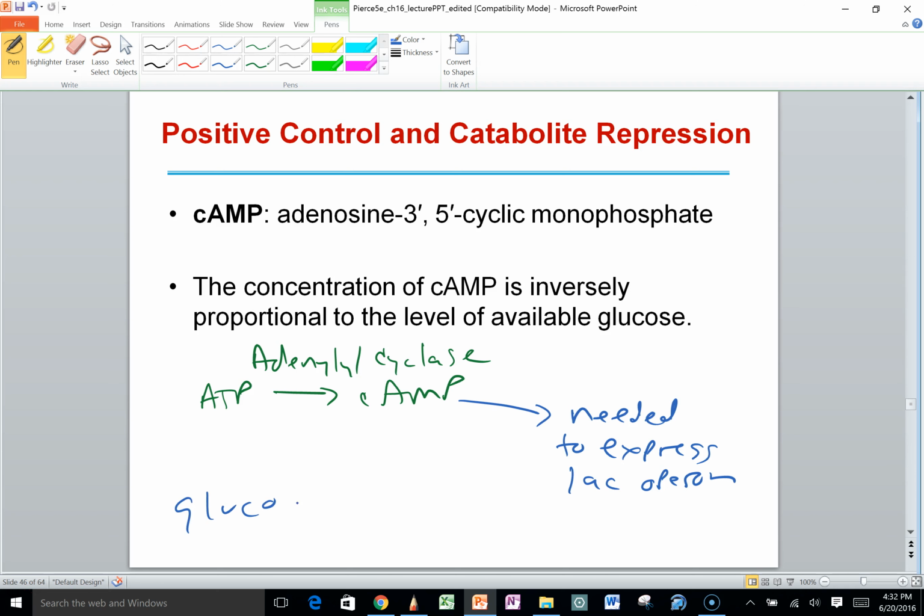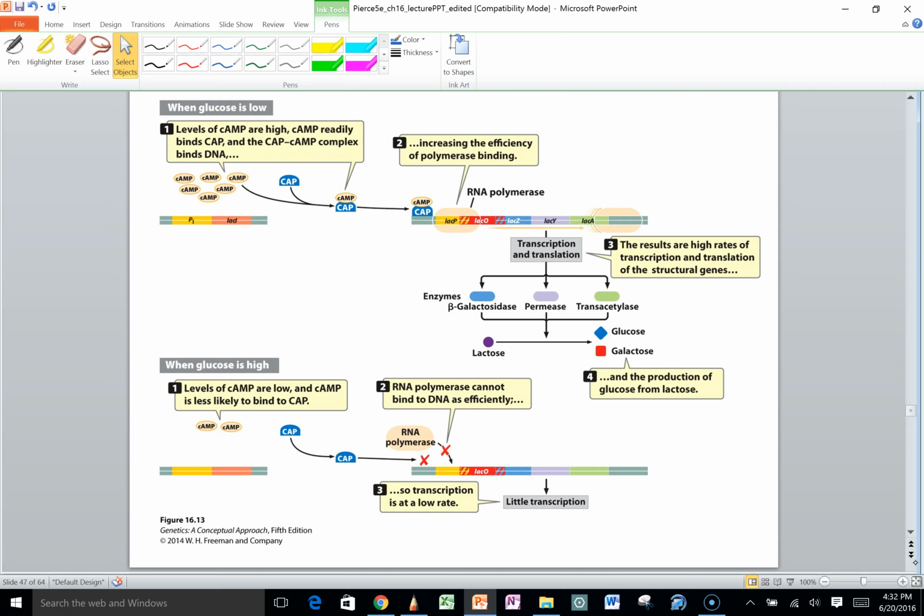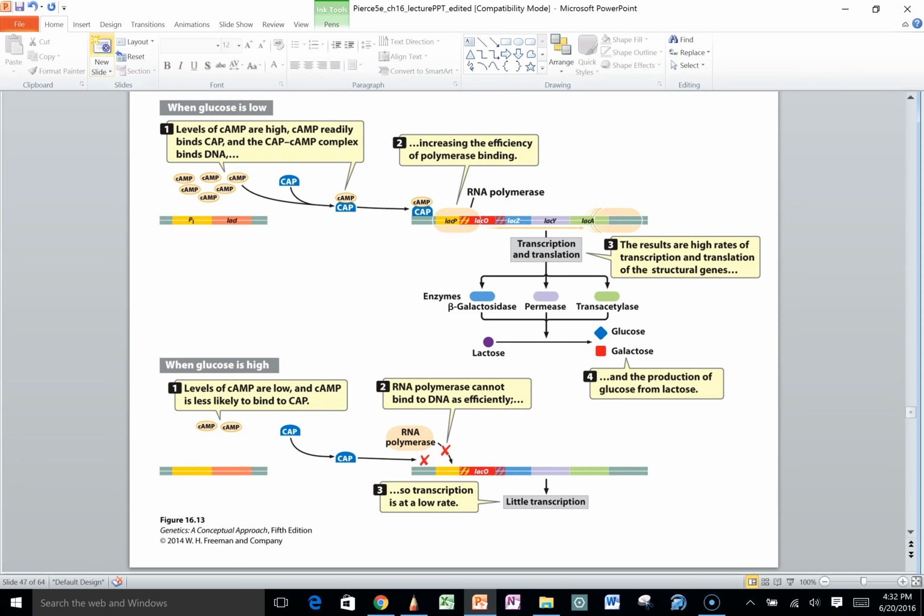So what does glucose do? Glucose inhibits this enzyme. And so if you have high glucose, you have low cyclic AMP, and you have low lac expression. So high levels of glucose inhibit this adenylyl cyclase enzyme. That results in reduced cyclic AMP. You need cyclic AMP to transcribe the gene. And so if you don't have cyclic AMP, you get less of the gene. And it looks just like this, which is too complicated. So I'm going to give you the simple version. And then you can come and look at this and figure it out yourself. There's just too much info in there.